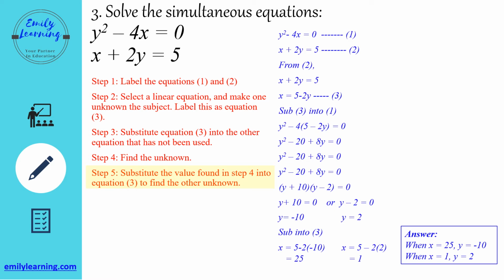So in this case, you'll have two sets of answers. You'll notice that when x is 25, y is minus 10, and when x is 1, y is 2. Things to take note of if you are dealing with a non-linear equation: you use the linear equation to make one unknown the subject. This is because if you use the non-linear equation to make it the subject, it is going to be harder. You'll be dealing with plus and minus and so on. So to simplify things, always use the linear equation. So for step 2, always use the linear equation to make one of the unknowns the subject.